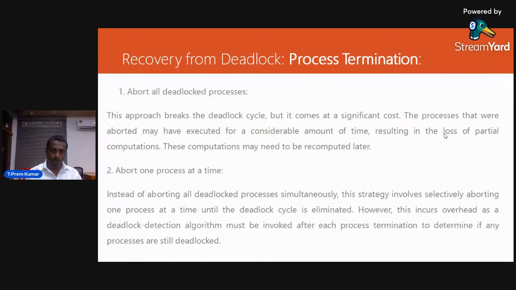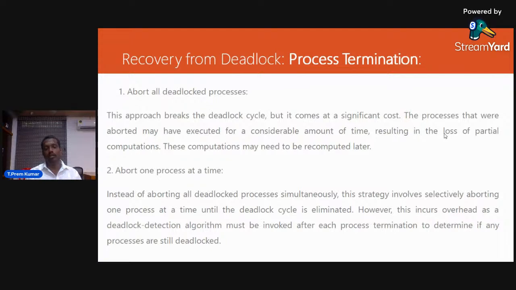First we have to abort all the processes. This approach breaks the deadlock cycle, but it comes at a significant cost. The processes that were aborted may have executed for a considerable amount of time, resulting in the loss of partial computations. These computations may need to be recomputed later.